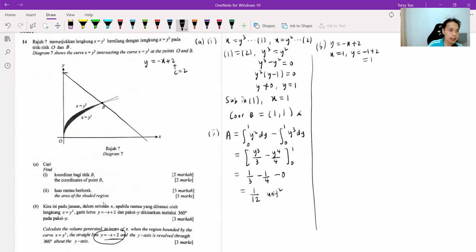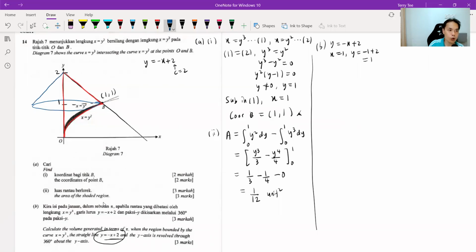The graph will cut here at 2. This is at 1, 1, right? So this one is 1 over here. Now, the question says volume bounded by the curve x equals y squared. X equals y squared is this line. And then the straight line y equals minus x plus 2 and the y-axis. So we are talking about this shape here. Now I'm going to take this and rotate 360 degrees about the y-axis.